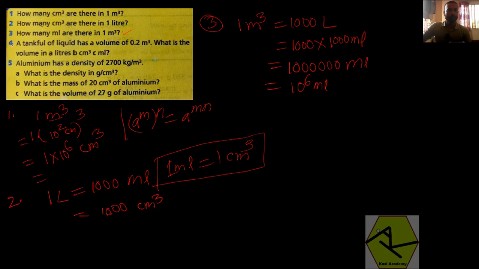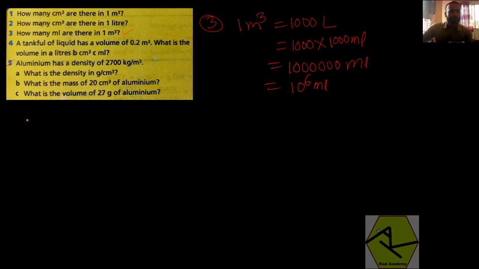Okay, 3 is also done. 4, do it yourself. 5, aluminium has a density of 2700 kilogram per cubic meter. What is the density in gram per cubic centimeter? That is all about conversion. Okay, here, what is the density in gram per cubic centimeter? Number A of 5.